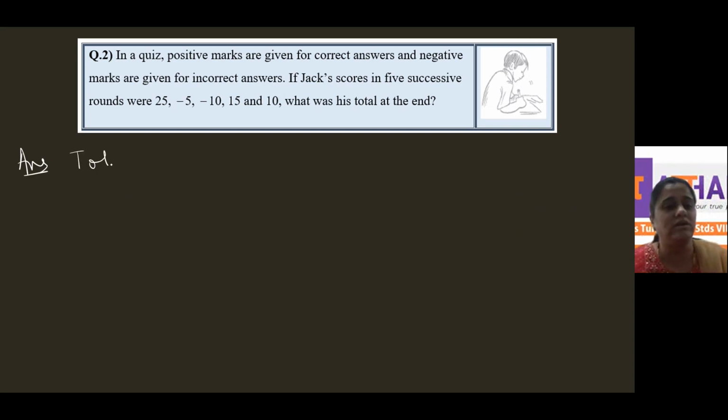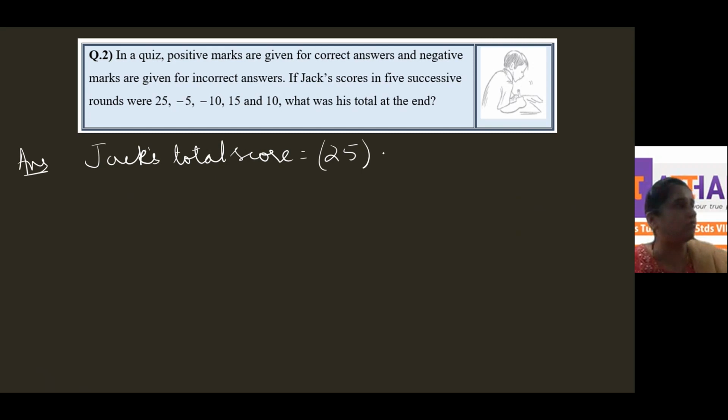So you should say total. Jack's total score is equal to what? No, I want the steps. Tell me. Jack's total score is equal to 25. Put everything in a bracket.